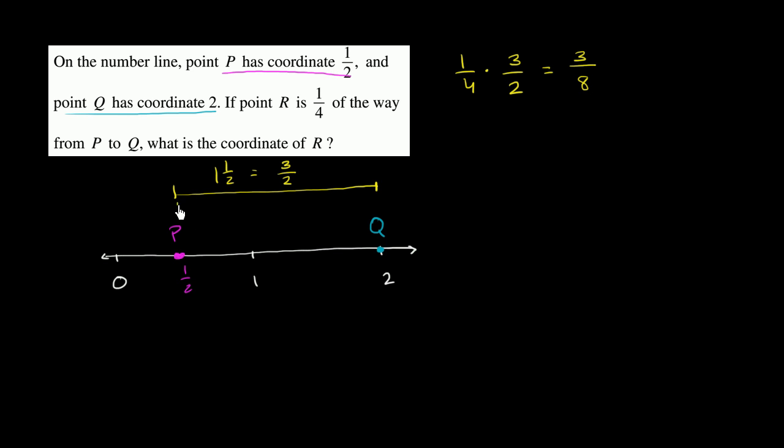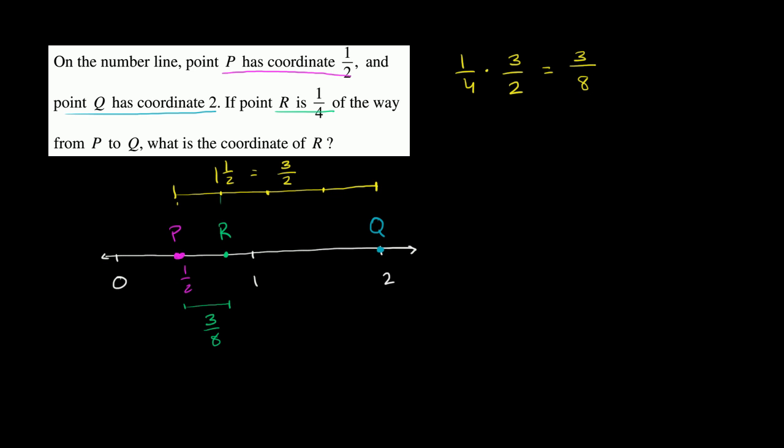So this distance right over here, let's see, this is half of the distance, this is a fourth of the distance, that's another fourth. So if we wanted to plot r, r is going to be right over here, that's r. And this distance right over here is going to be 3/8. r is 3/8 more than P. Well, if P is at 1/2, where's r?